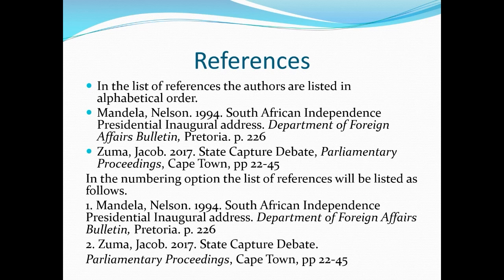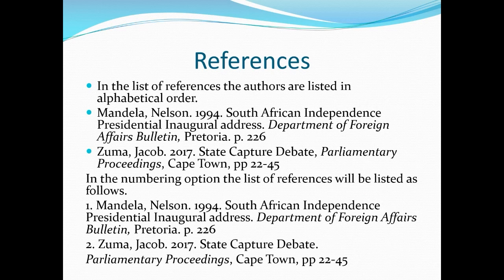Now, in the other one, if it is Zuma, Jacob, the year of publishing is 2017. Sometimes some publishers want you to put the date in parentheses. Some others just want you to put them out there. Now, state capture debate. Again, this is treated the same: the title is state capture debate. Then the publisher is Parliamentary Proceedings. It's published in Cape Town.